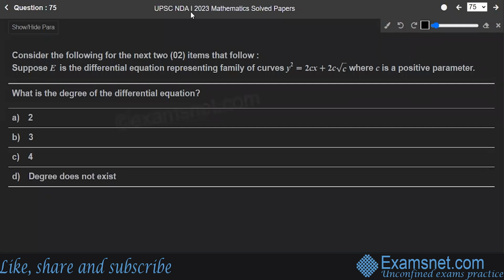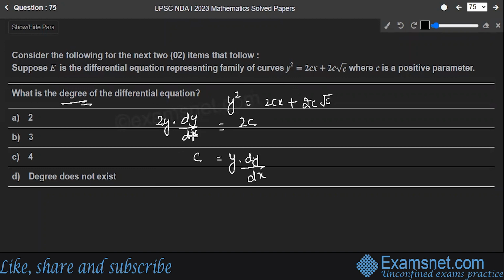Question number 75. Same question as before: now you have to find out the degree of the differential equation. The equation was y square is equal to 2cx plus 2c root c. Now let's differentiate it both sides with respect to x. You will get 2y dy by dx is equal to 2c. Here you can see c is equal to y into dy by dx.